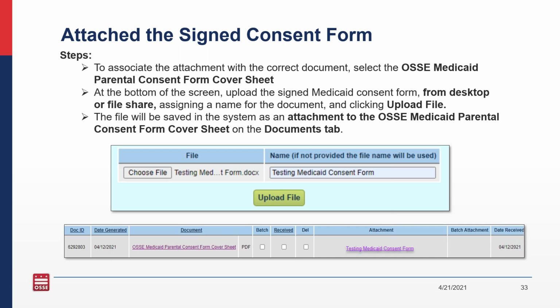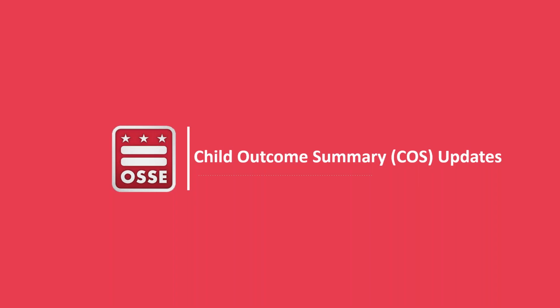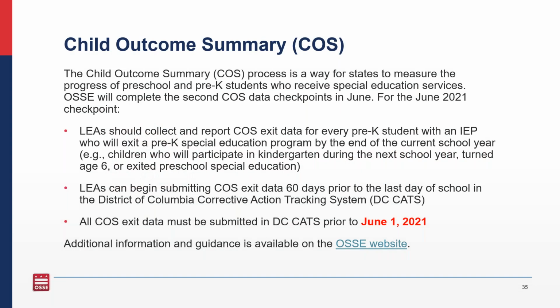And we are going to transition to Dawn to provide us with some child outcome summary updates. Good morning, everyone. This is Dawn Hilton, the 619 coordinator with OSSE, Department of K-12. So today I'm going to talk to you a little bit about child outcome summaries, and I would like to share some helpful tips with you to help you navigate entering exit data for your students.